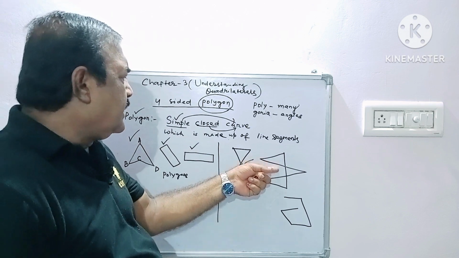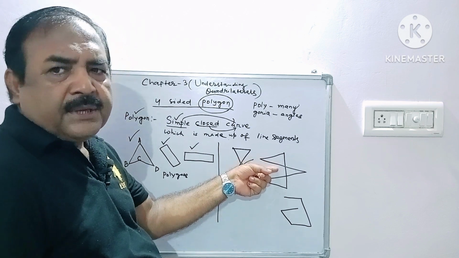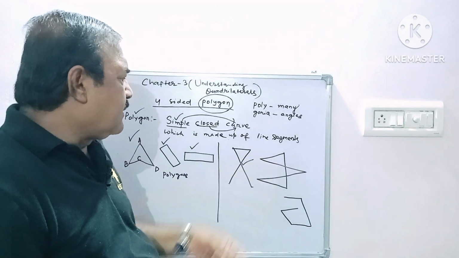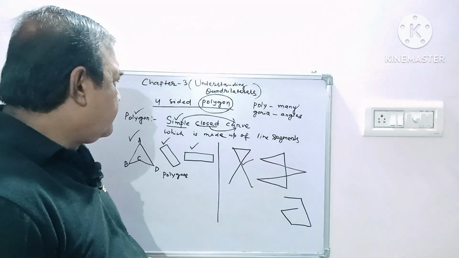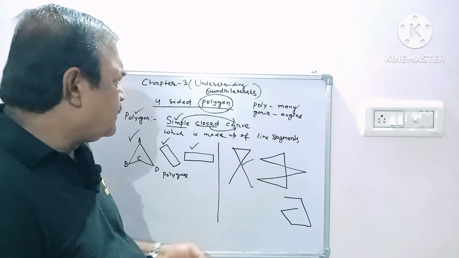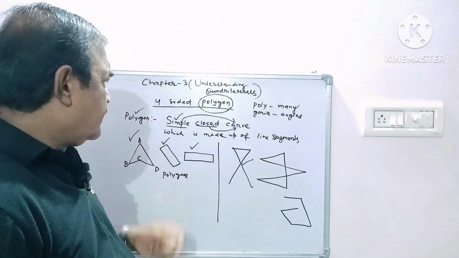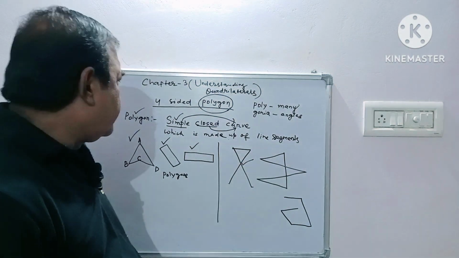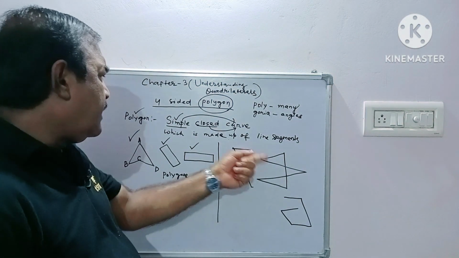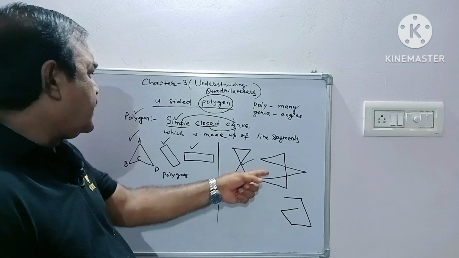And here you see it is a complex curve because the curve intersects itself, okay? And it is closed. Yes or no? But it is not a simple curve, but it is made up of line segments. So it is not a polygon.